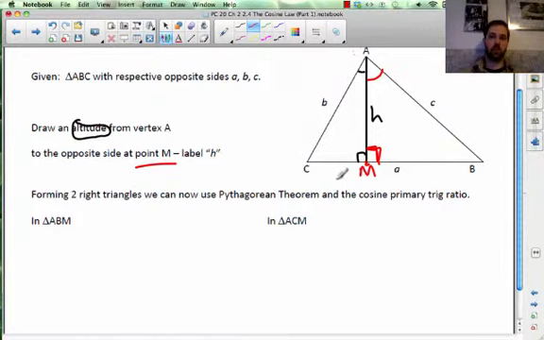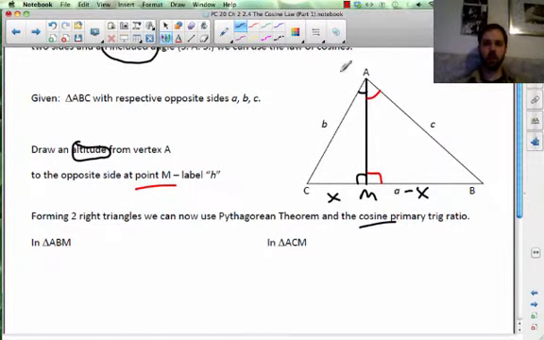So in this triangle ACM, the only angle we know is C. So let's work with C and use our primary cos ratio to figure out what's going on. So we're looking at triangle ACM, which is this one right here. Now I've gone ahead and made a few definitions.